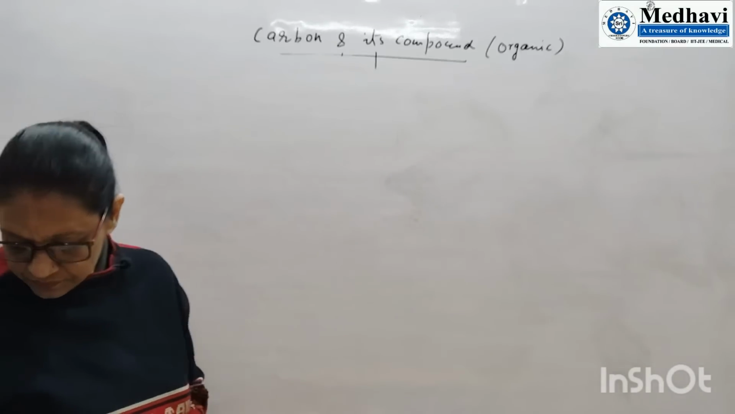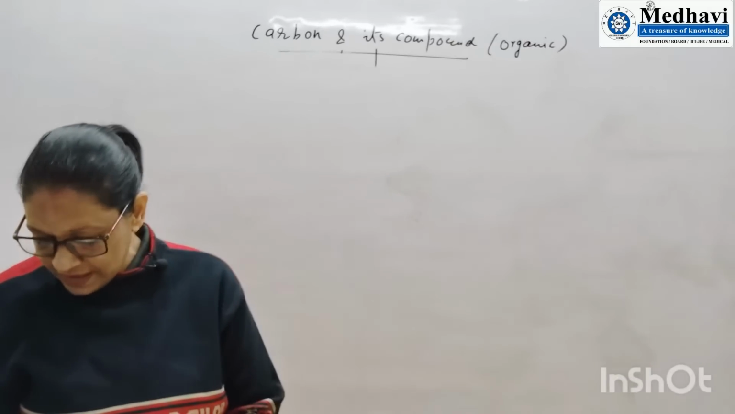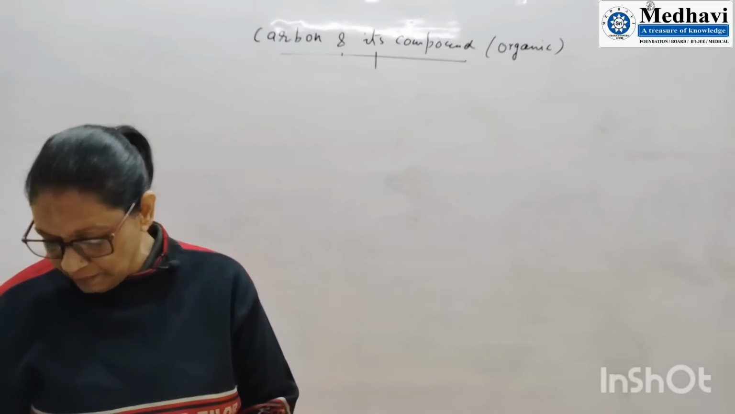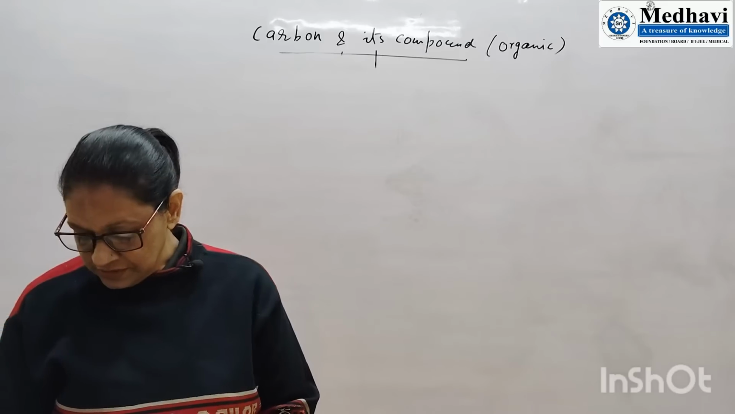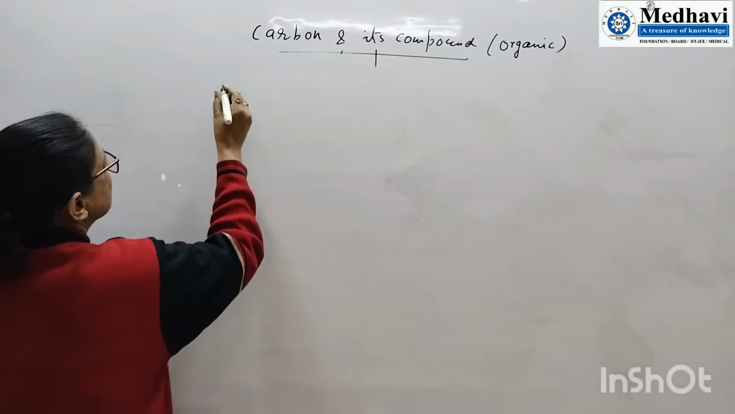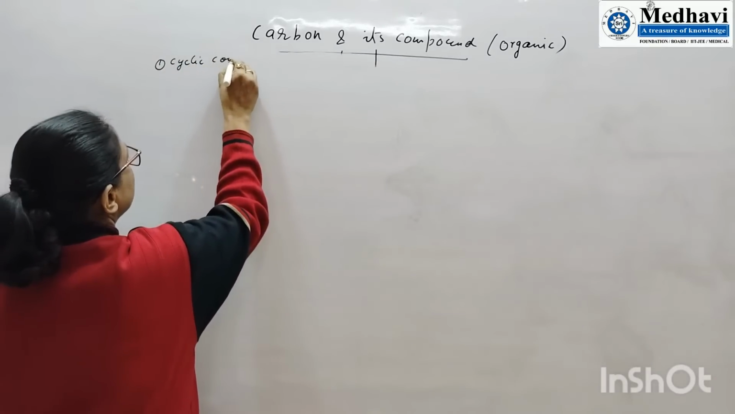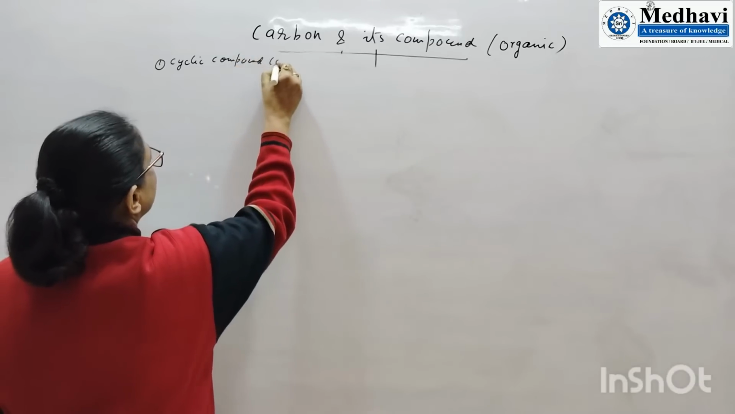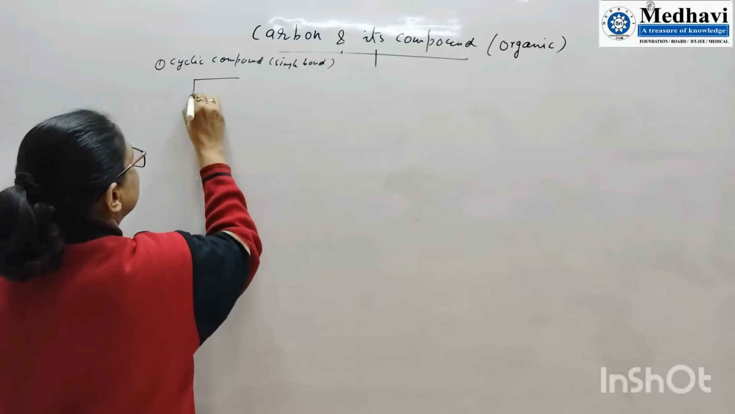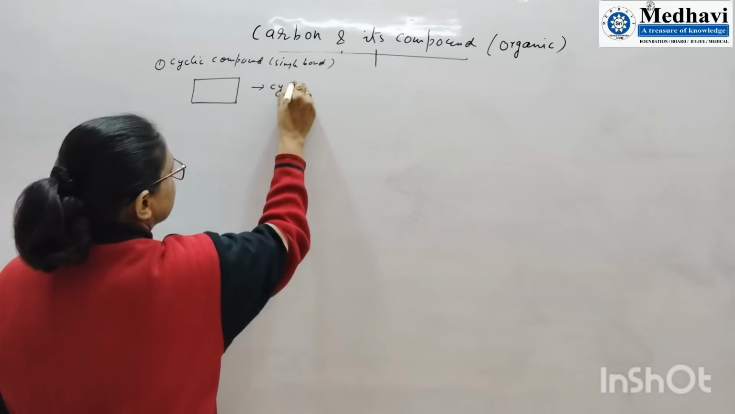Question part. For example, here there is a question: give at least one example of a cyclic compound with single bond. First is the cyclic compound having single bond. So you can write this. What is the name of this? Here 4 carbon is there, so you can say it is cyclobutane.